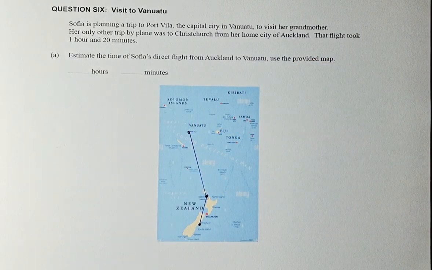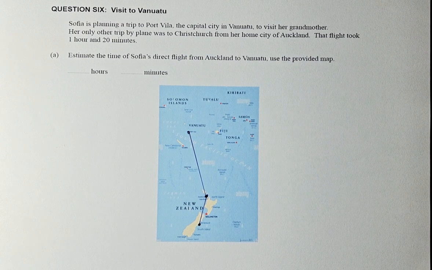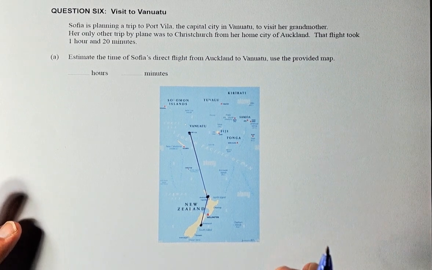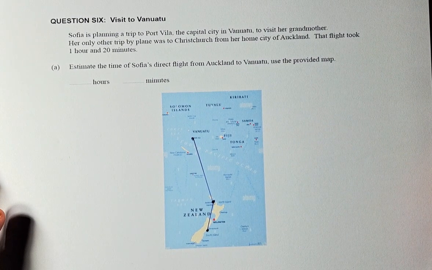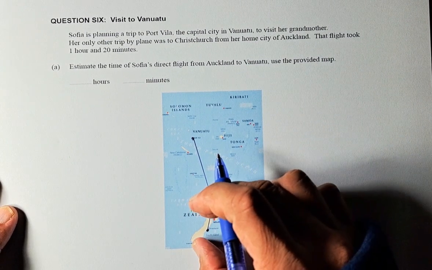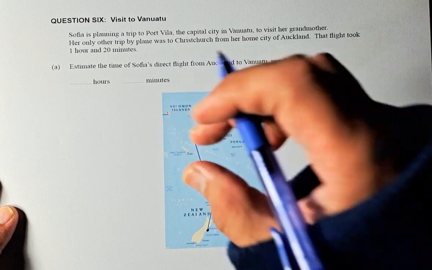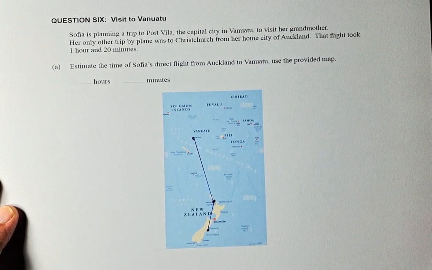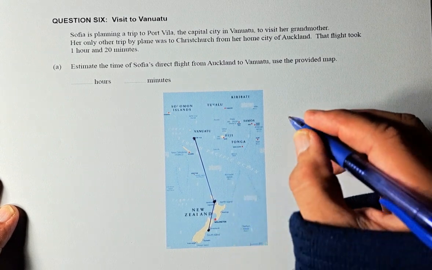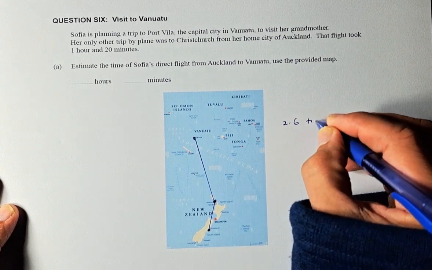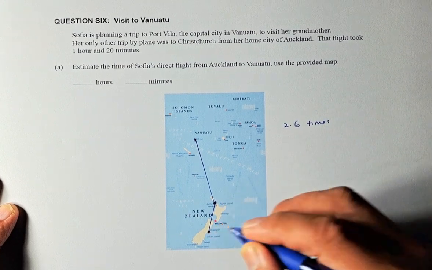Estimate the time for a direct flight from Auckland to Vanuatu. Use the map. Like I said, this map is not the actual map. I got it from another site. To get the actual distance, you measure here 1, so it will be 1 to around 2.6. I've measured before. So the distance from Auckland to Vanuatu is 2.6 times that from Auckland to Christchurch.